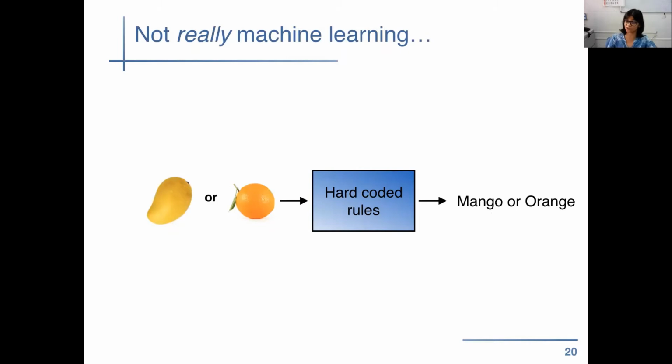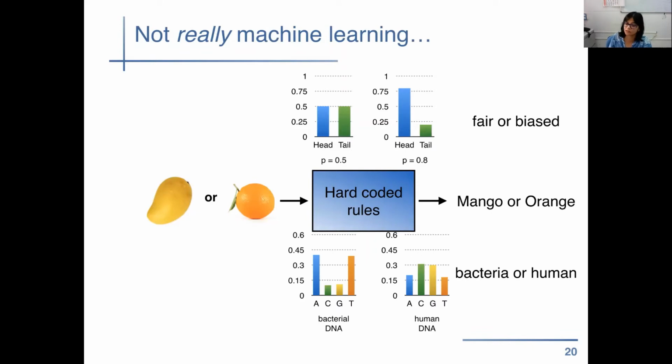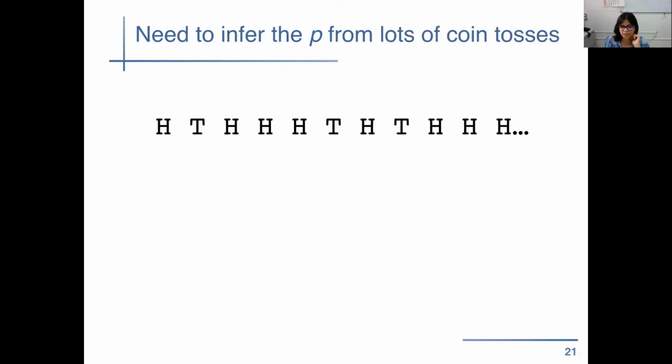You might be good at predicting, but it's not machine learning, because this comes back to our hard-coded rules, because I'm telling you beforehand what the coins are, right? I'm telling you the biases. So essentially, you need to learn these P values. In this case, you need to learn the categorical distribution values of the DNA. How do you do that? So let's go back to the coin, because it's slightly easier to put in.